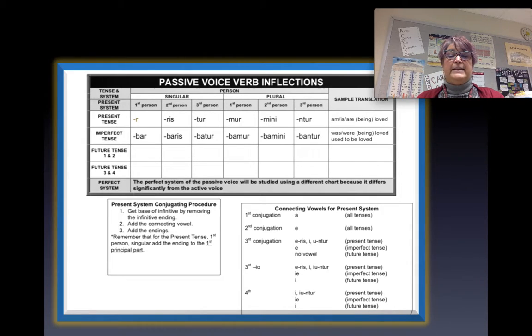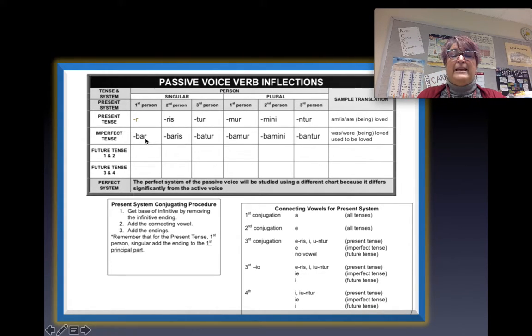Now that you have those endings recorded on your chart, let's hear what they sound like. Bar, baris, batur, bamur, bamini, bantur. Do you notice that every single one of these endings starts with the letters ba? The same is also true on the active voice verb inflections chart for the imperfect tense. So those letters ba are indicators that we are looking at the imperfect tense. It doesn't matter whether we're in the active voice or the passive voice.